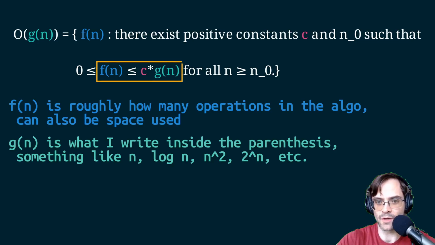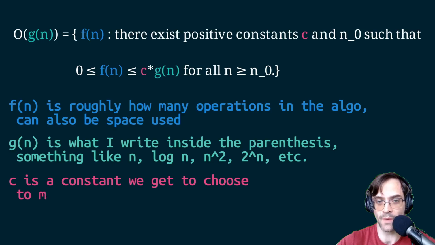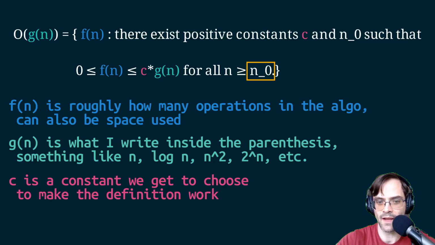You can see from the definition that f of n is going to be less than or equal to g of n times some c. Now c is a constant that we get to choose to make the definition work. I also get to choose n sub 0, also called n naught, that's n-a-u-g-h-t, that means 0. And n naught is the value above which the inequality has to hold. So g of n is what we'd call an upper bound. You can see that here because f of n has to be less than or equal to c times g of n.